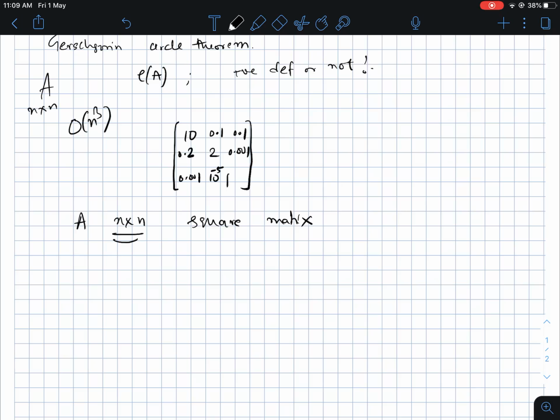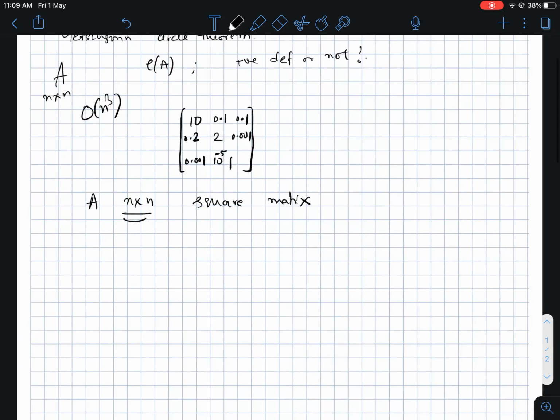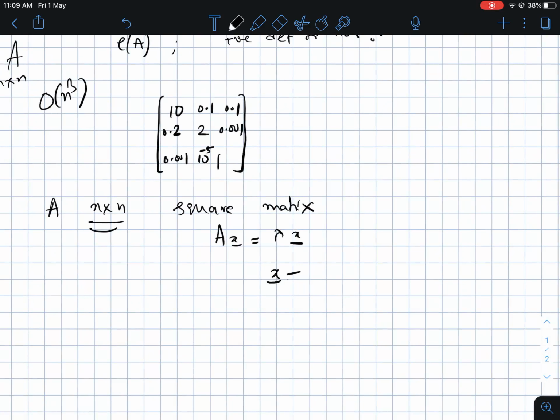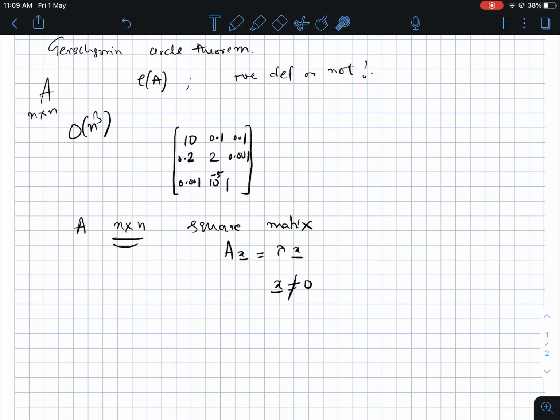In that case, the eigenvalues are potentially complex numbers. Eigenvalues may have both real and imaginary parts. So we all know how to find the eigenvalues. This is the definition: Ax equal to lambda x. If I am able to find a non-zero vector x, to be precise, such that Ax equals lambda x, then lambda is the corresponding eigenvalue. That's the definition. How do you find eigenvalues?